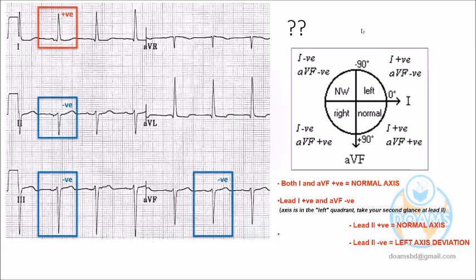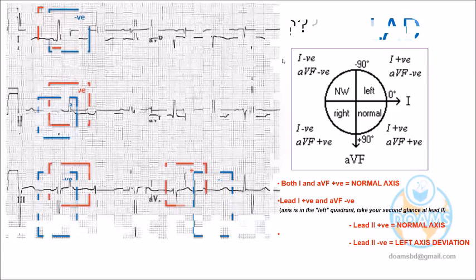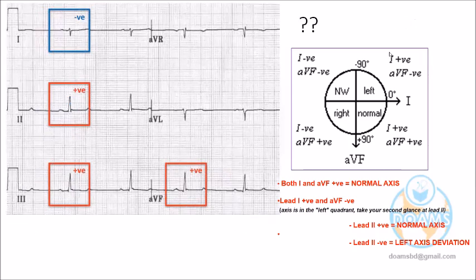Sometimes we see the ECG by putting our left thumb over lead I and right thumb over aVF. Then you see which one is going up and down. If the left thumb is going up, it is left axis deviation. If the right thumb is going up, it is right axis deviation.